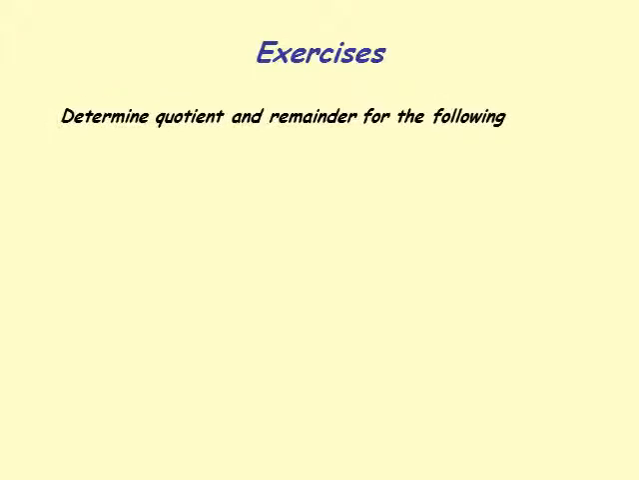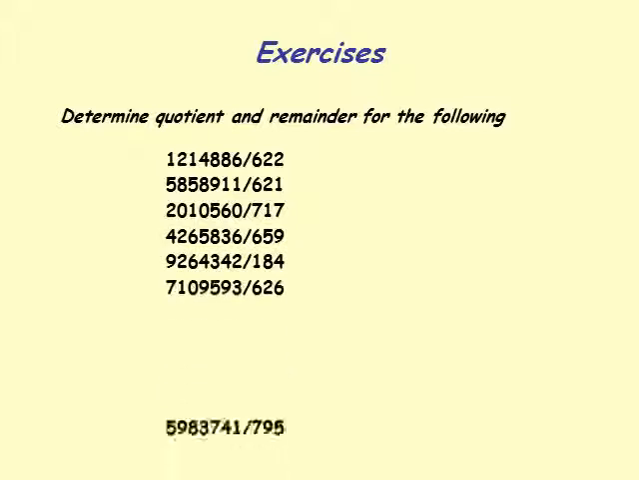Exercises now. Determine quotient and remainder for the following, and if we care to, also decimalize to two places. So the first example is 1214886 divided by 622. Next exercise, 5858911 divided by 621. If you don't like the much larger numbers, just drop a couple of digits on the right from the dividend. Okay. So 2010560 divided by 717 and some more.